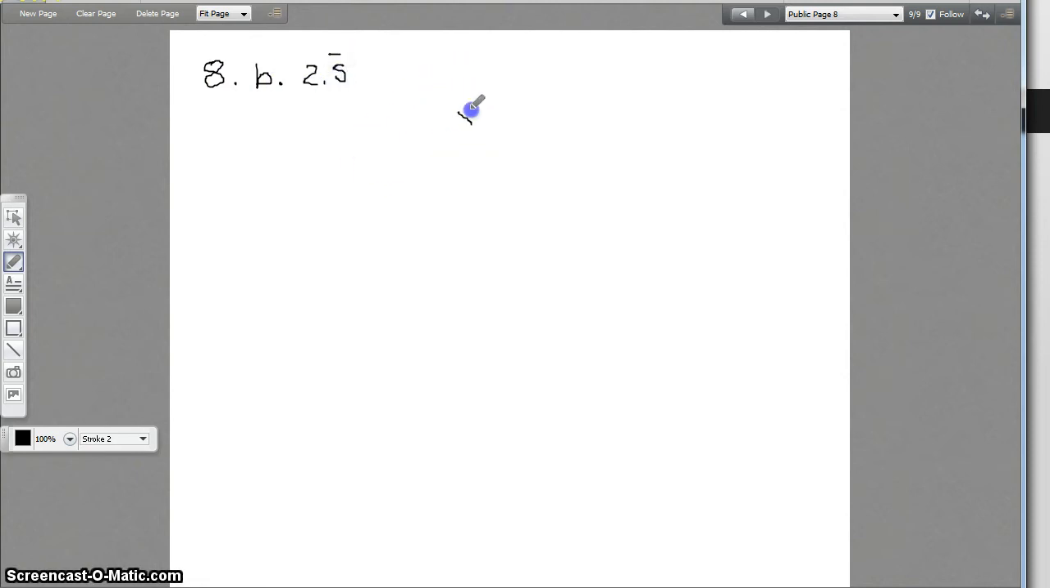So I'm going to write x equals 2.5 with my 5 repeating. So that's really the same as 2.5555 going on forever. Now, since I have one decimal in my period, I have one decimal place, I'm going to multiply this by 10. 10 times this would be moving the decimal here. That would be 25.5 repeating.